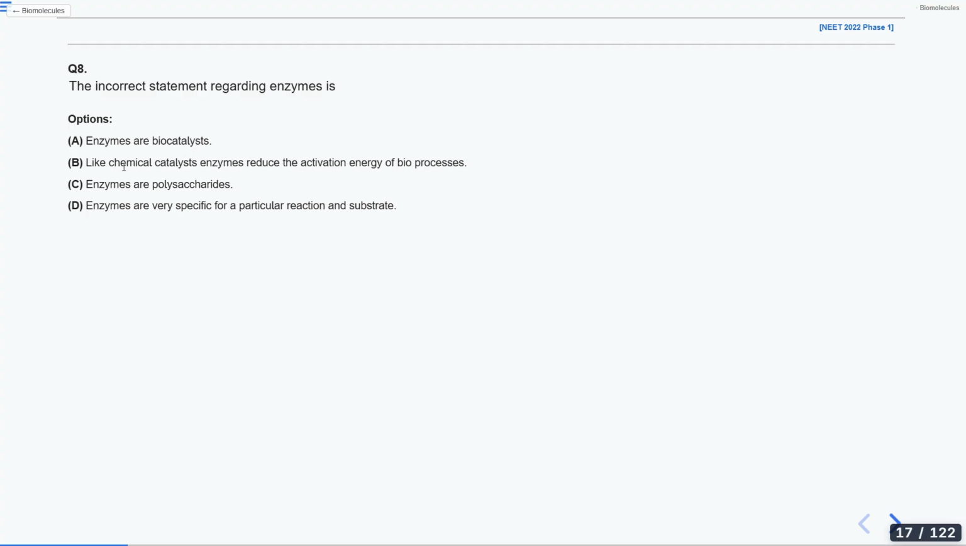what about the second statement? Like chemical catalysis, enzymes reduce the activation energy of bioprocess. Yes, we have learned this part in the case of chemical kinetics, that enzymes or any catalyst that you use, they reduce the activation energy and hence increase the rate of reaction. Last statement is also true, that enzymes are very specific. So a given enzyme can only catalyze a given specific function in your body.